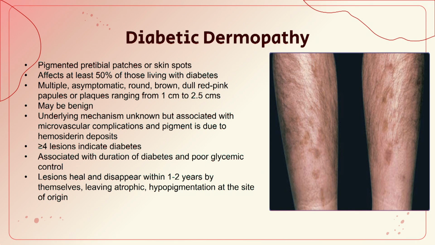At least 4 lesions at a time indicate diabetes. So again, we need to screen these patients if the skin condition has come up even before they know they have diabetes. It is associated with the duration of diabetes and poor glycemic control. These seem to heal and disappear, leaving atrophic hypopigmented patches at the site.